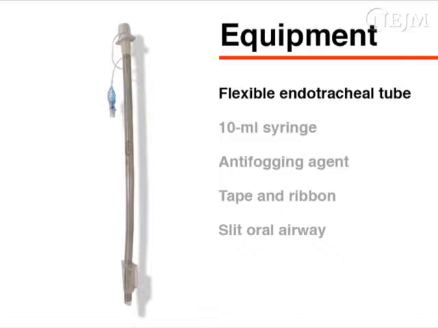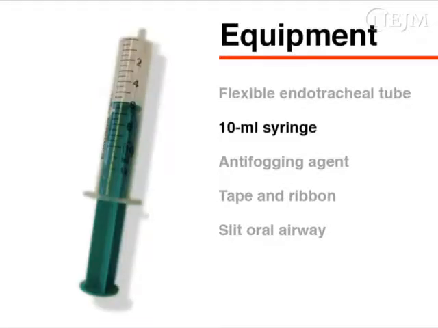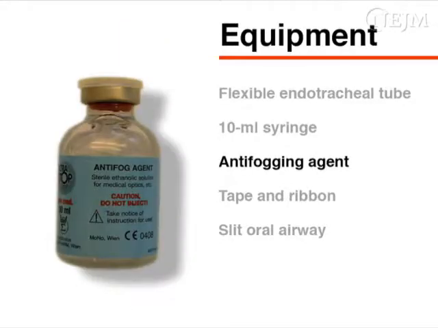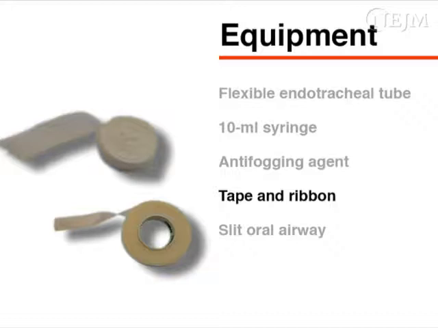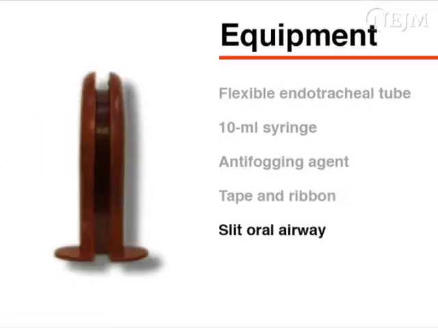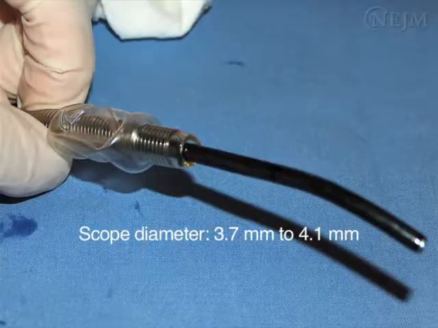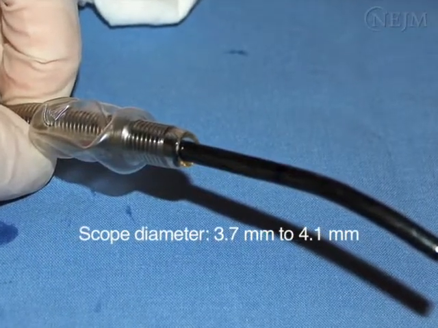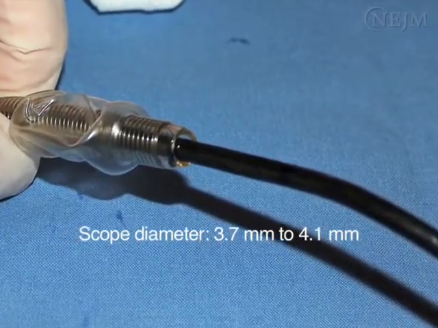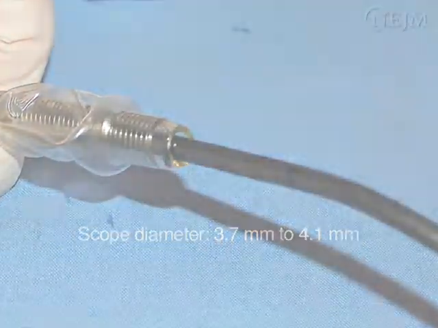a flexible armored silicone endotracheal tube with an internal diameter of 6 mm, a 10 milliliter syringe, an anti-fogging agent, tape and a ribbon to fix the tube in place, and a slit oral airway for the oral approach. The diameter of the flexible fiberscope should be between 3.7 and 4.1 millimeters.